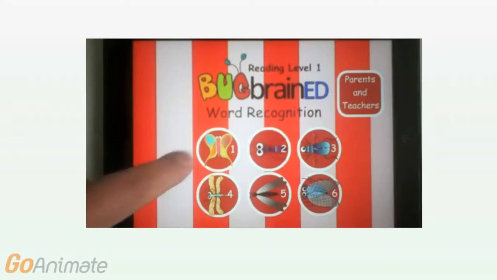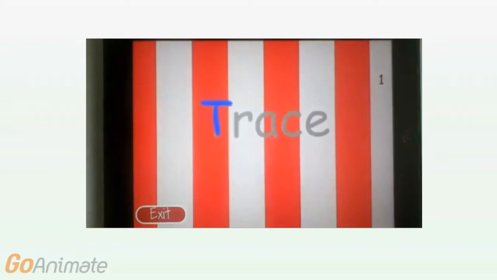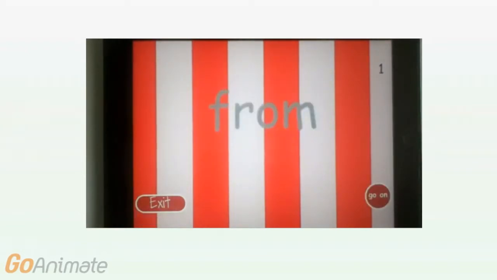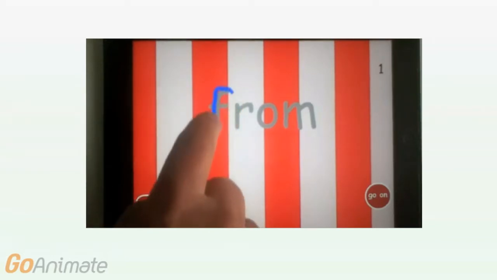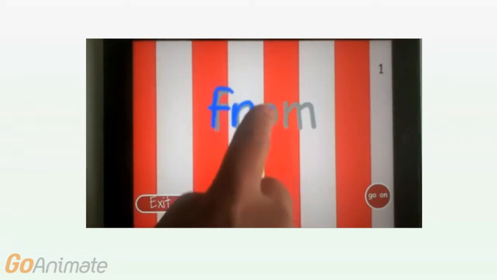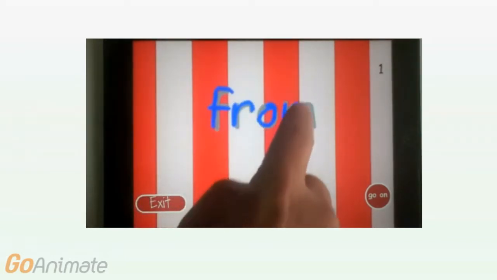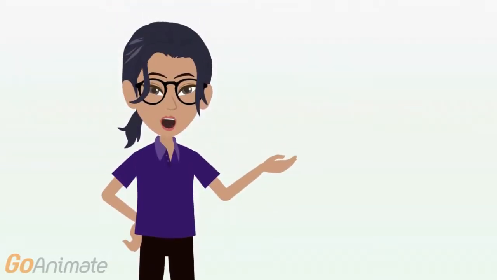So I also included a YouTube video. Trace the letters in the word from. I also added a picture of the 4 stages of word identification.